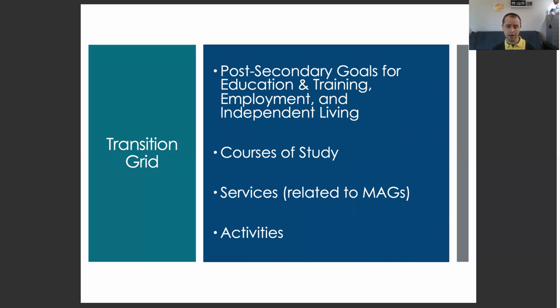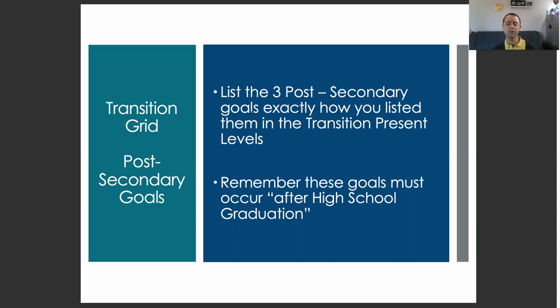We list the goal there, we list the courses of study, the services, and those activities. So our post-secondary goals, these are going to be the same way that you listed them in the transition present levels. I always like to say copy and paste from the transition present levels into the grid. You don't want to retype that because you might retype it a little bit different, and we want those goals to match. And remember, all of these goals should occur after that unique phrase, after high school graduation. They're post, they're occurring after the student graduates.